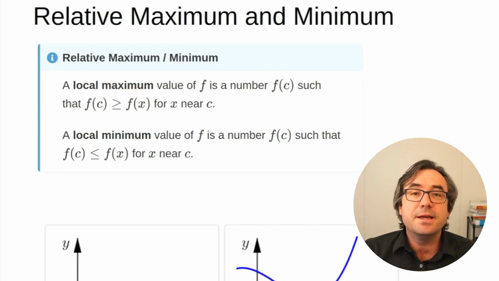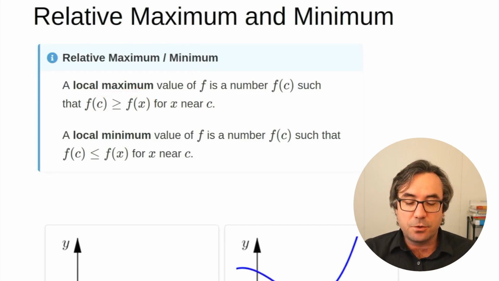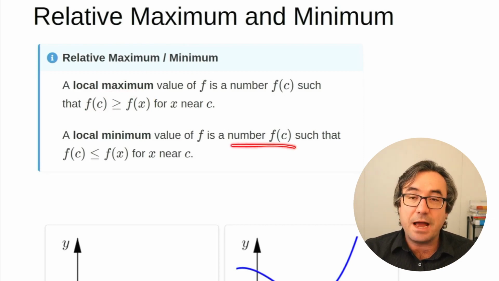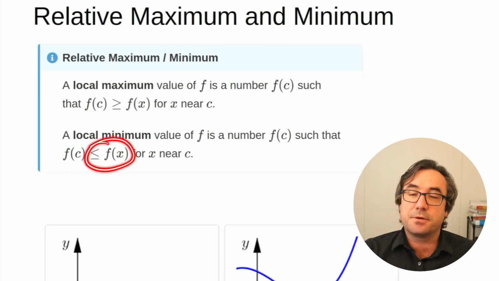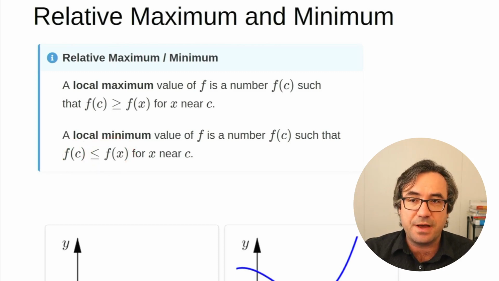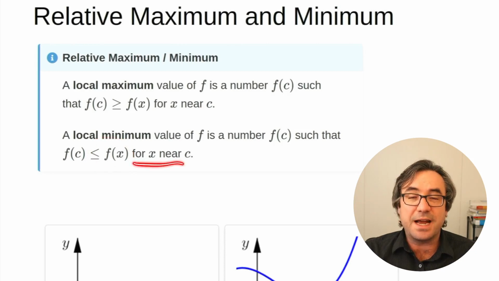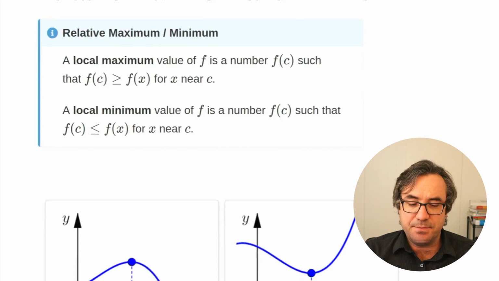A local min is basically the opposite. So a local min value is the number f of c such that f of c is smaller than all of the surrounding function values. So it's less than or equal to f of x for x near c. All right, so let's see some basic examples here.